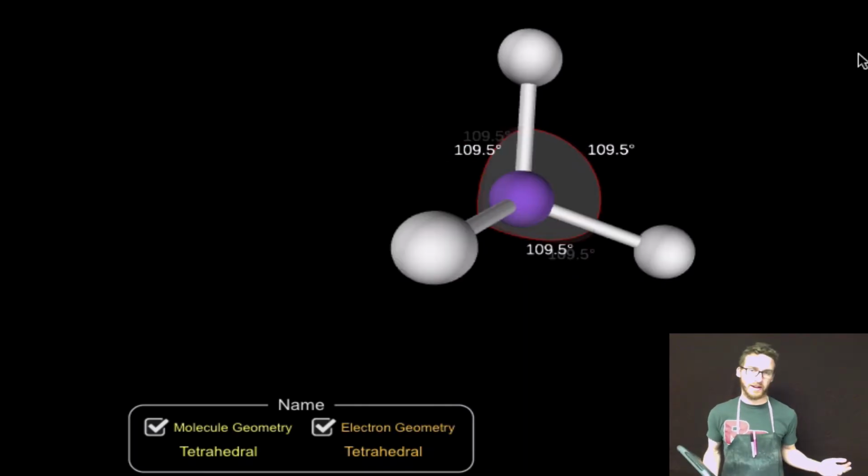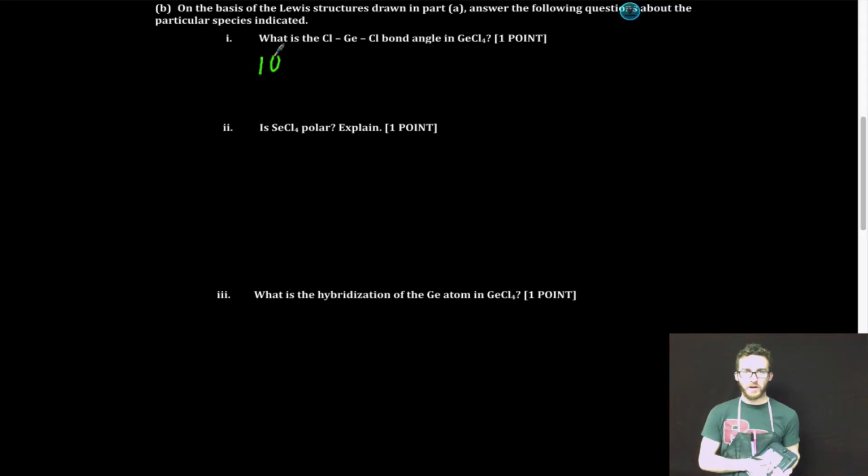So not 90 degrees. Remember, the electrons are repelling one another and they want to get as far away as possible. In a three-dimensional world, they can get further away than 90 degrees. For four regions of electron density, they can get 109.5 degrees away from one another. 109.5 degrees. Boom.